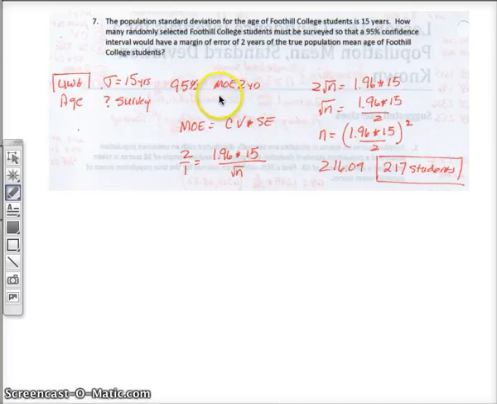Now, what I did here is I worked the problem out without memorizing a formula. You could just use the formula. It's going to be 1.96, the critical value, times the standard deviation divided by the margin of error, squared. I get 216.09. I always round up. I'd have to poll 217 students.